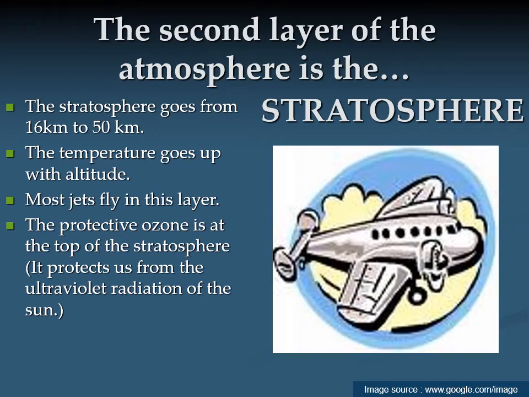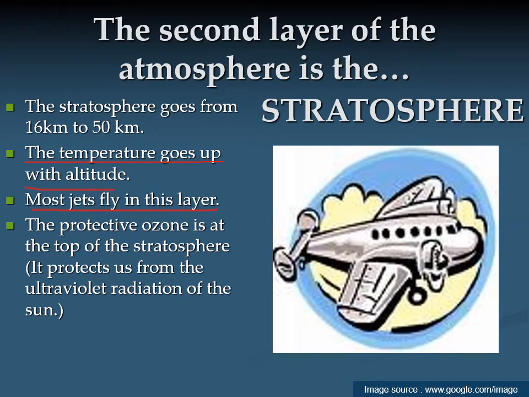The temperature in the stratosphere again starts to increase, that means temperature goes up with altitude in the stratosphere. Most of the jets fly within this layer, as there are no weather phenomena, that means the clouds and cyclones do not occur within the stratosphere. So this is basically a calm layer, and most of the aeroplanes, most of the jets, go higher, crossing the troposphere and flying in the stratosphere.